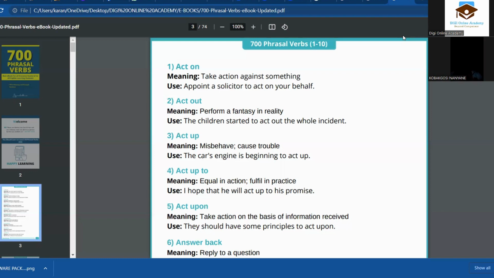Or you're going to have your wife to act on your behalf. When you are absent, your wife can take action on your behalf, right? So in a similar way, make a simple small sentence using act on.